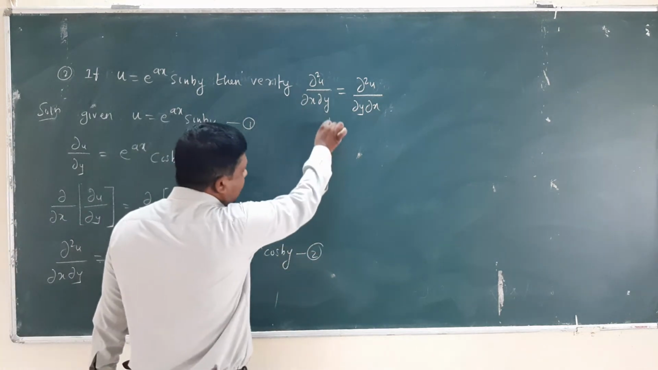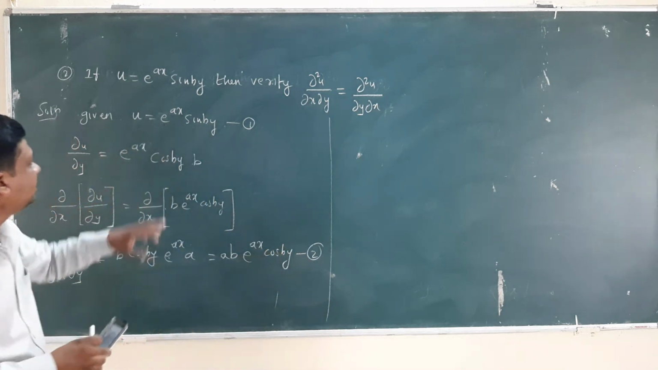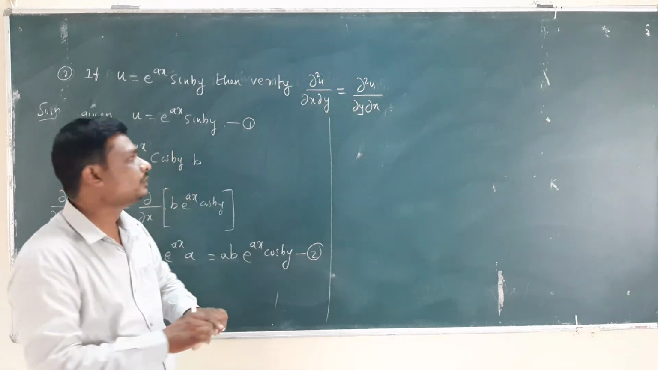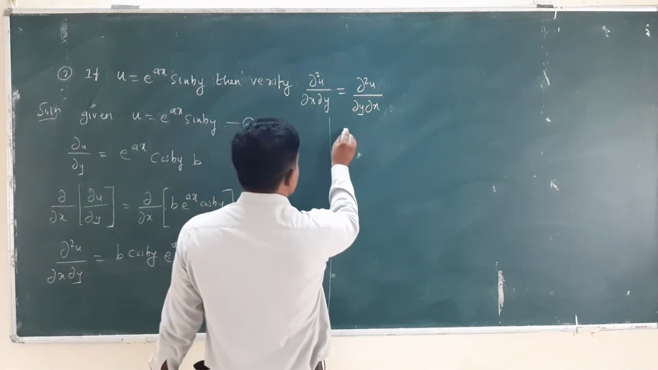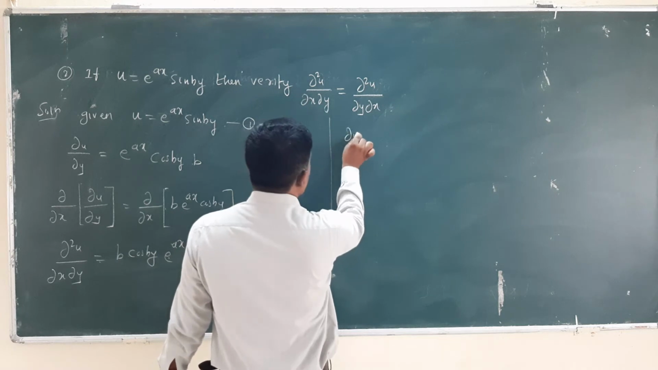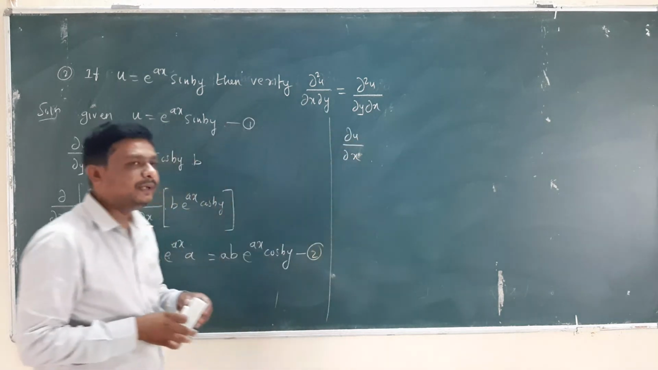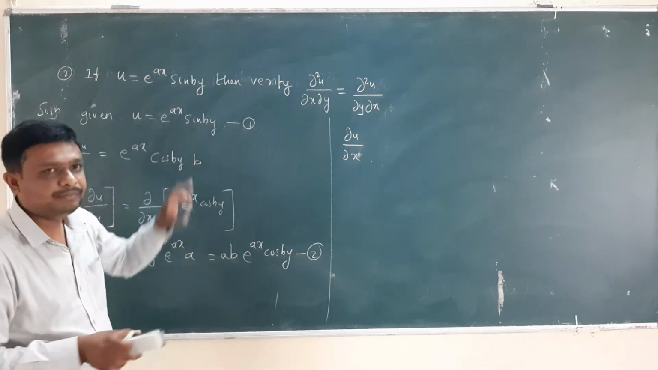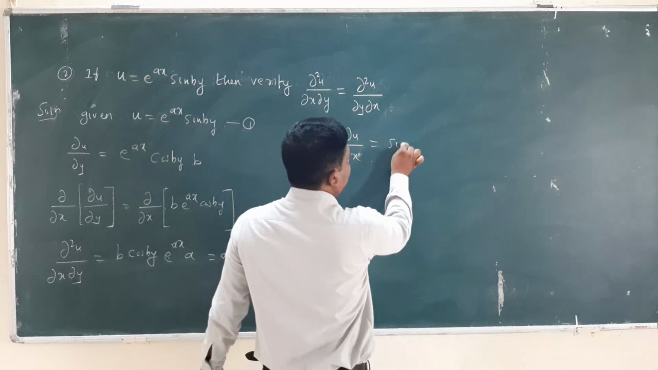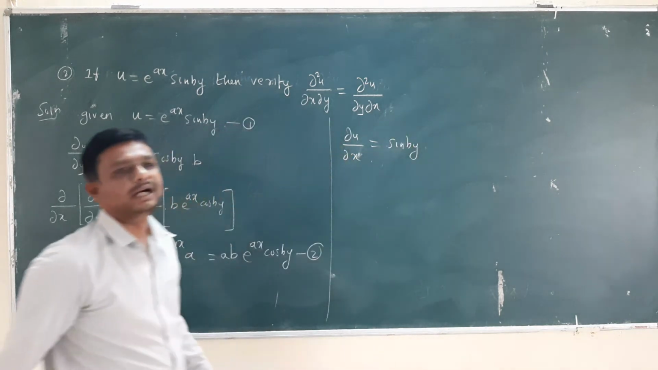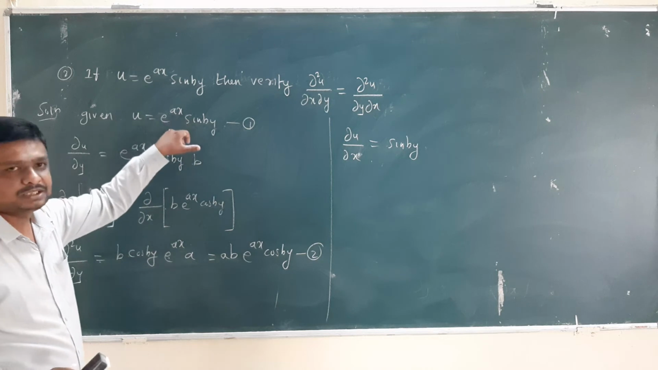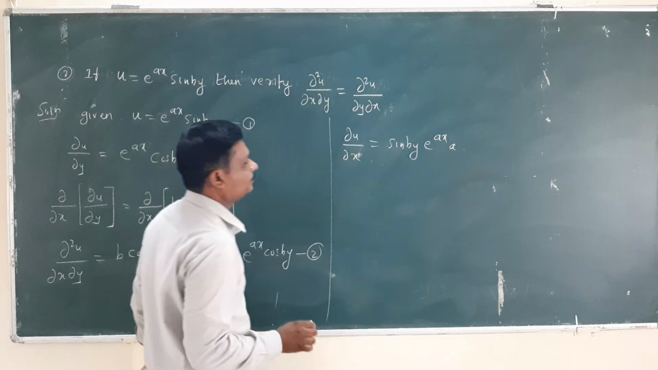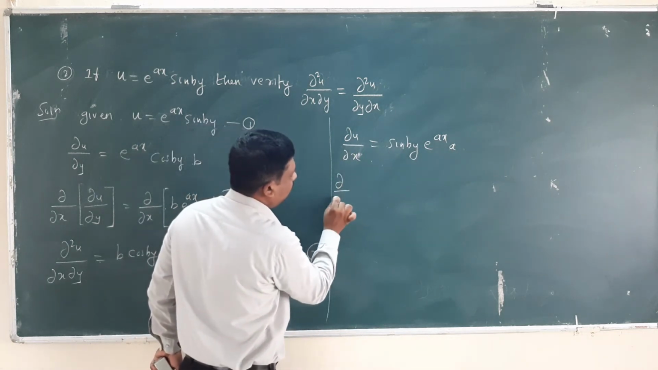So again I will differentiate this equation partially with respect to x first, then with respect to y. That is dou u upon dou x. Now I will differentiate this equation number 1 partially with respect to x. Sin by becomes constant here. So I will write sin by. Then derivative of e raised to ax with respect to x is e raised to ax into a. So therefore dou of dou y.